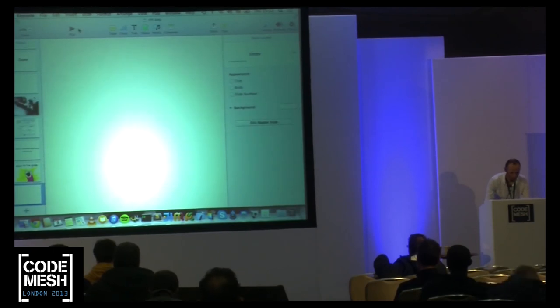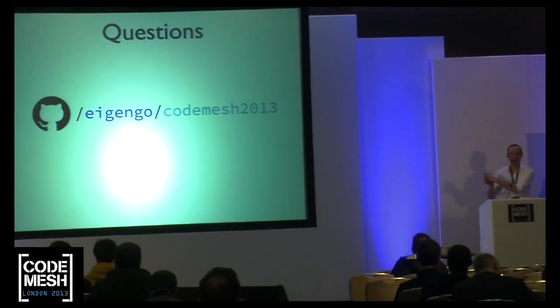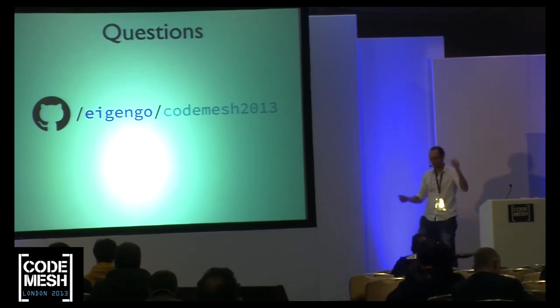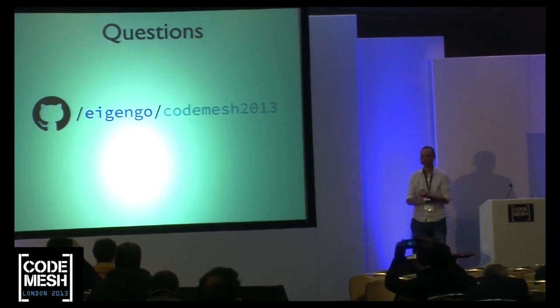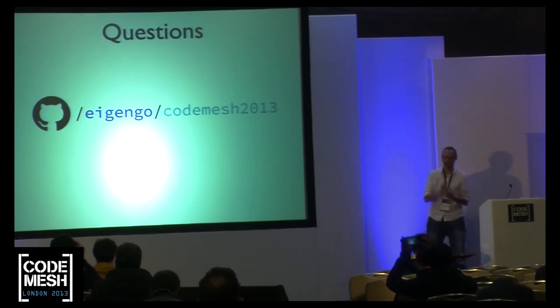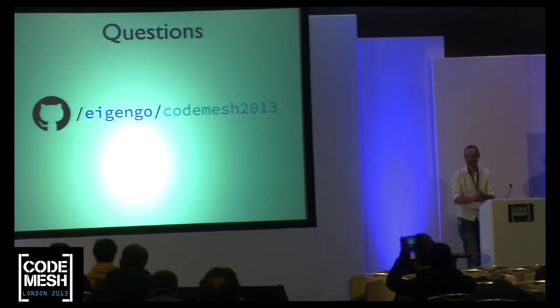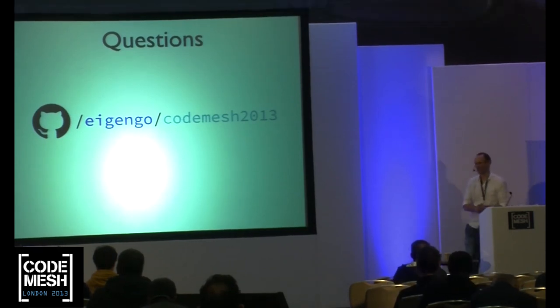I suppose now's the time for questions. I'll start you with one. Here's the code. Anyone wants to know where the code is? There it is, with a description of how to build it. You'll need OpenCV, you'll need GCC compiler toolkit, you'll need RabbitMQ, you'll need Erlang, and you'll need Java. Other than that, they're good to go. Okay, any questions?